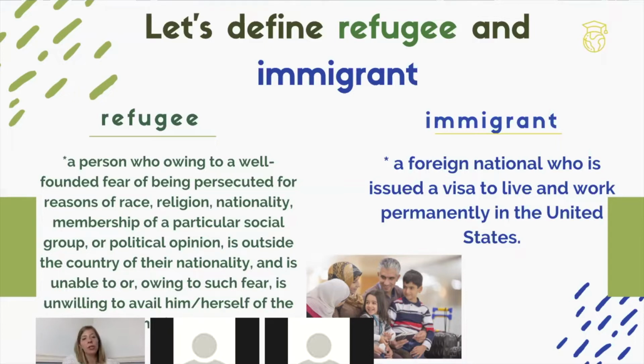So a refugee is a person who, owing to a well-founded fear of being persecuted for reasons of race, religion, nationality, membership of a particular social group, or political opinion, is outside the country of their nationality and is unable to, or owing to such a fear, is unwilling to avail him or herself of the protection of that country. So in simple terms, they are fleeing their country due to the situations that are happening.